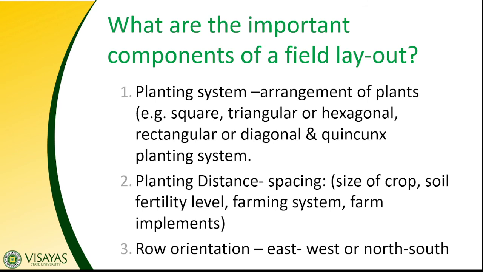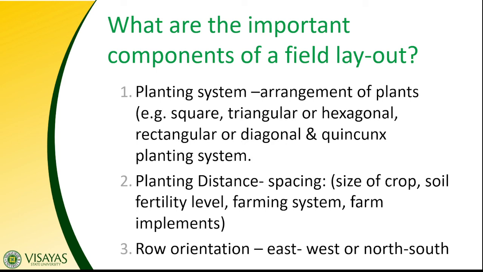What are the important components of a field layout? The first one is the planting system, which is the arrangement of plants, whether in a square planting system, triangular, hexagonal, rectangular, diagonal, or pincans planting system. These are the different planting systems from which we can choose.